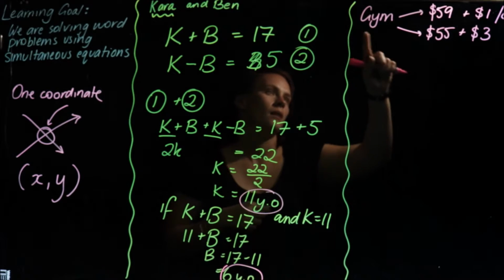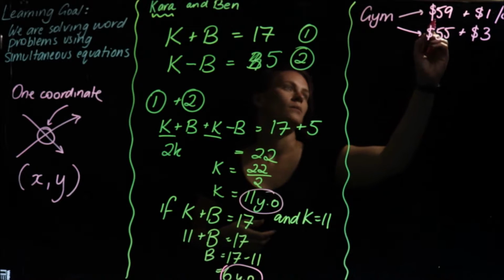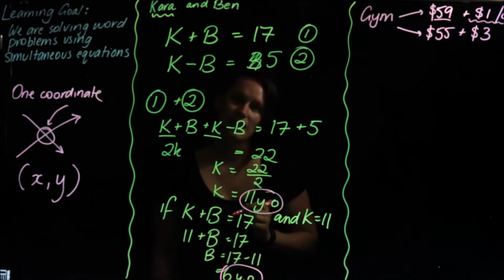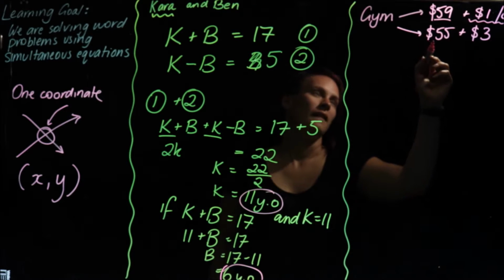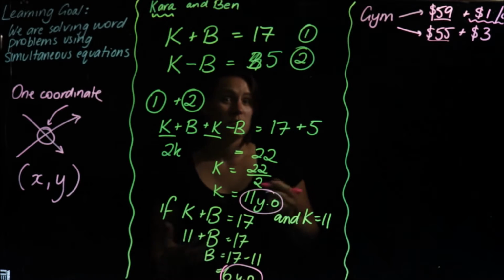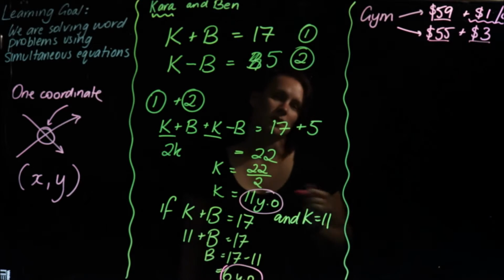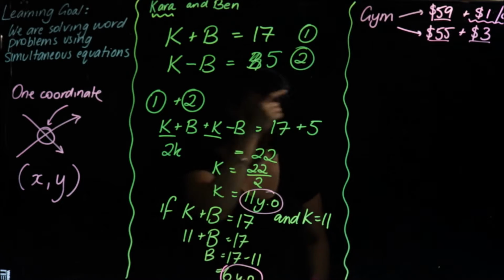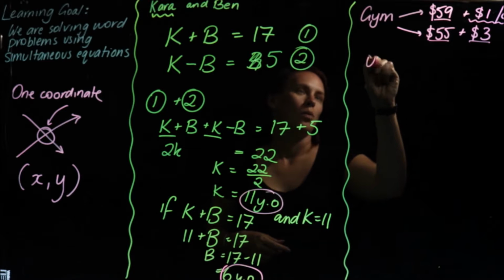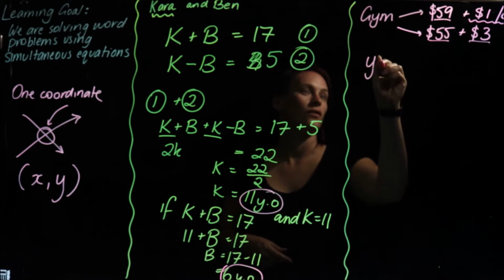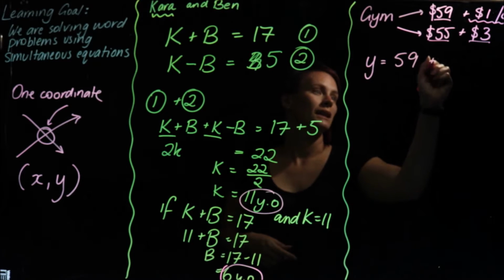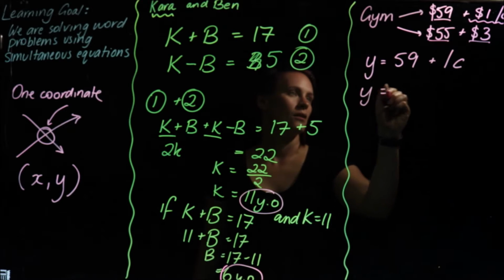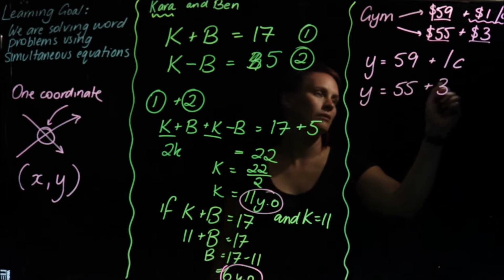Alright, different example this time. We've got our gym, and we've got two choices. One gym is $59 per month plus $1 for every class that this person does, or I do, and then we go $55 a month as our other option, and for every class we do, it's $3. So let's actually check to see which one is going to be cheaper for us in the long run. So let's make Y our total cost. So our total cost for this first option is $59 plus $1 for every class we do. Our second option is going to be $55 plus $3 per class.